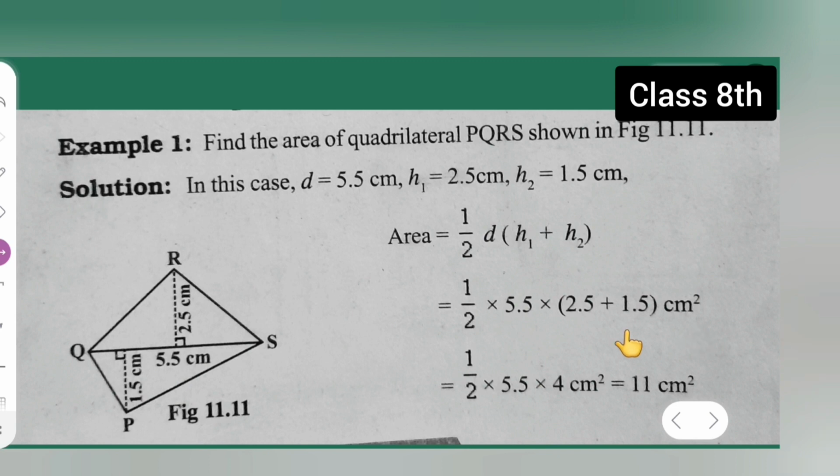Substitute these values in this: half multiplied by D is 5.5, multiplied by height 1 is 2.5 plus 1.5, and then centimeter square. For both it is centimeter, right? So it is square. So now half multiplied by 5.5 multiplied by, add this and see what you are getting. I'll get 4 centimeter square. Multiply this, you will get 11 centimeter.